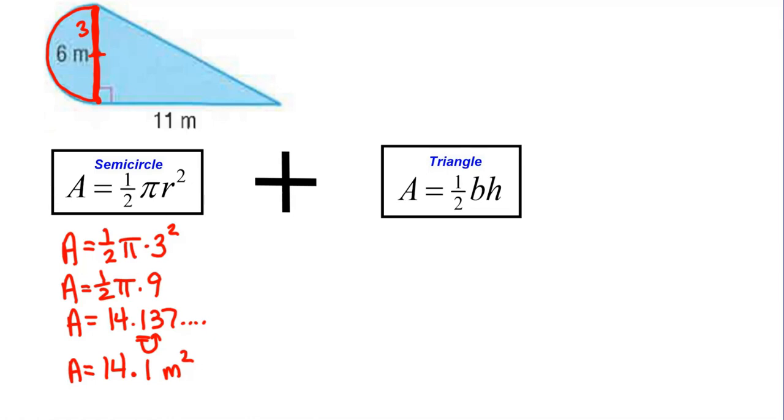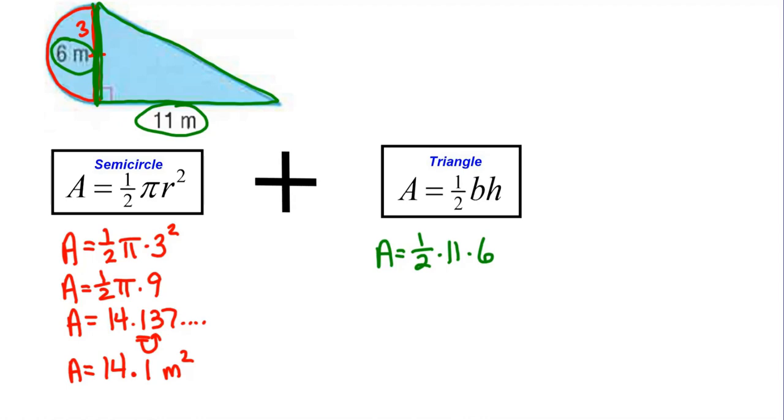Now I'm going to add to that the area of my triangle, and my triangle is right here. And recall, to find the area of a triangle, that's 1/2 of the base times height. My base is here, and this 6 meters, this entire distance here, the diameter of the circle, is actually the height of the triangle. So my area is 1/2 of 11 times 6, and 1/2 of 11 times 6 is 33 square meters. So the area of my triangle is 33 square meters.